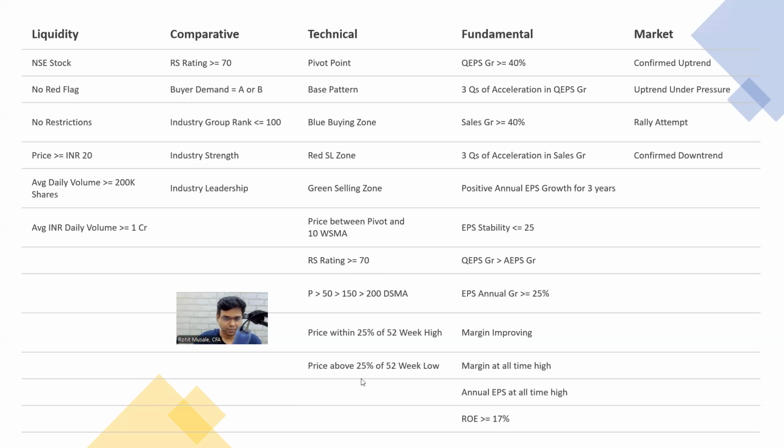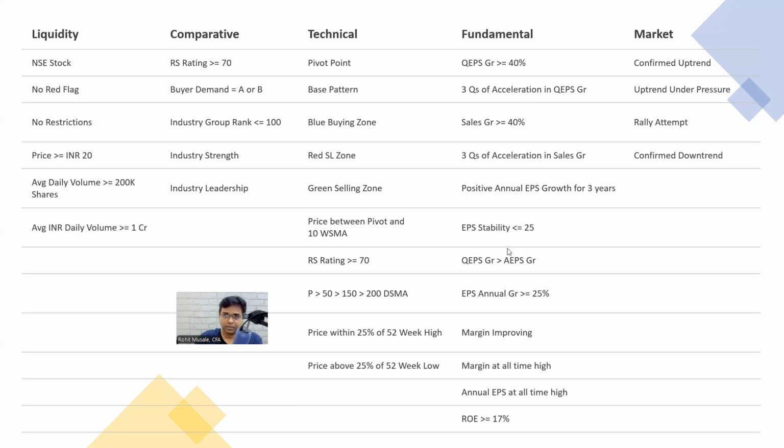Then the remaining four are Mark Minervini trend template criteria: relative strength more than or equal to 70, price above the moving averages, the 52-week high low criteria, right? We have discussed this. Market conditions: confirmed uptrend, uptrend under pressure, rally attempt, confirmed downtrend. In a downtrend, we don't initiate fresh positions. And on the existing positions, we keep our stop loss to break even, maybe lighten up on our positions. In the remaining three conditions, we can take a trade, but in rally attempt, we have to go in with a small position size. So the market conditions are mainly for position sizing.